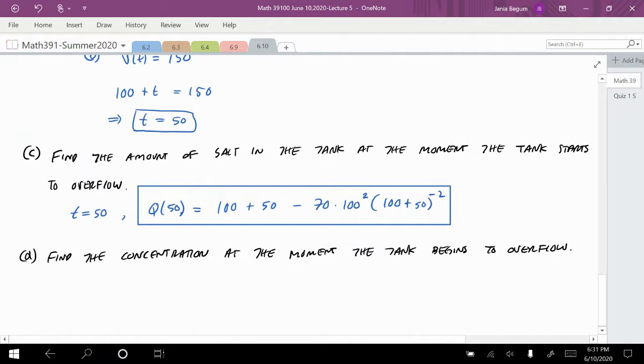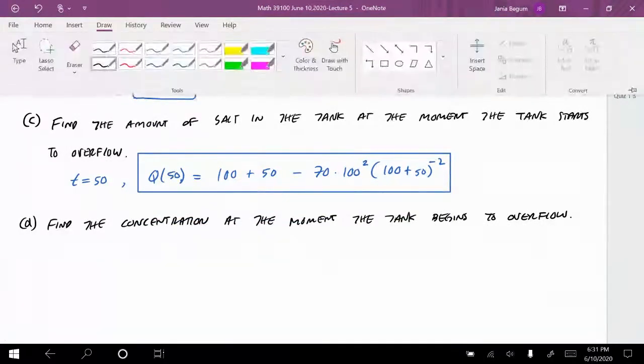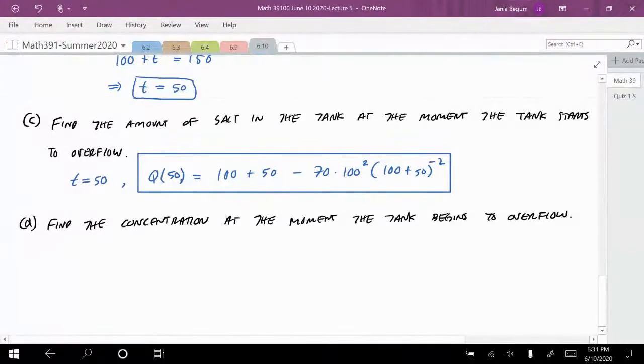So, any suggestions? Using what we found in part C and how much the total volume is, we just put one over the other for the concentration. Exactly, right? So we want to know the concentration when it's going to overflow. We know it's going to overflow when T is 50. So we want the concentration when T is 50.